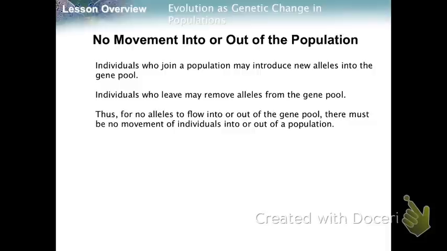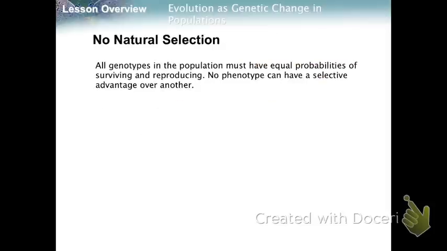No immigration or emigration. So no movement into or out of the gene pool, because then we're introducing new alleles or removing alleles. And then there's no natural selection. So all genotypes in the population must have equal probabilities of surviving and reproducing. So with our roadkill example, there aren't any animals that are dumber or slower that would be selected against in a population.